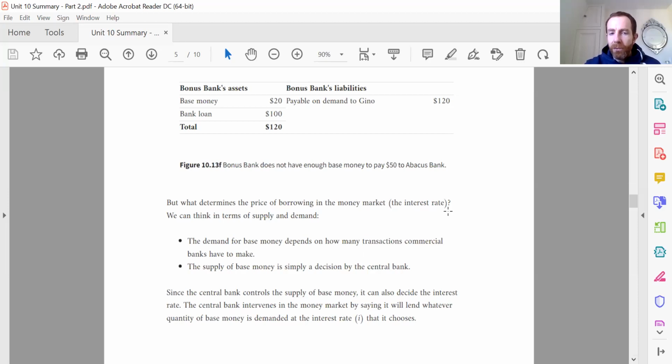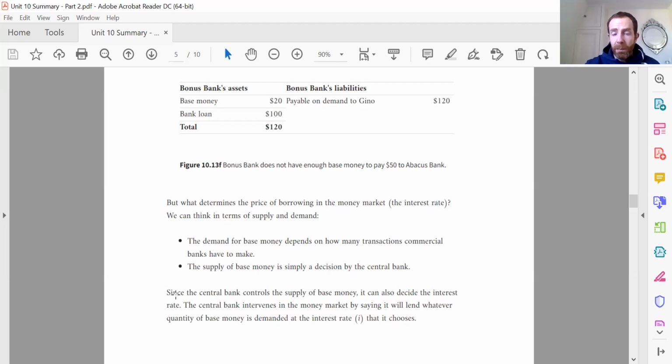But what interest rate do we mean? We mean the interest rate that the central bank has set. But what's going to determine that? Well, just like in lots of markets, the idea of supply and demand. The total demand for base money is going to depend on how many transactions commercial banks have, in the sense of how many people across, say, a country are coming in and asking for base money on a given day. That's going to determine the total demand for base money, and the supply of base money is up to the central bank to determine: how much are they willing to give?